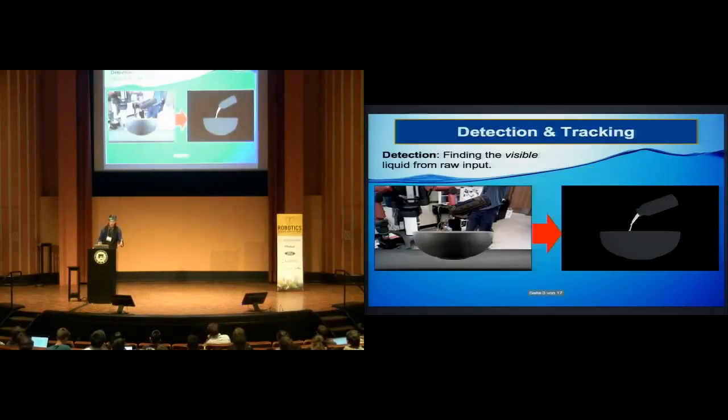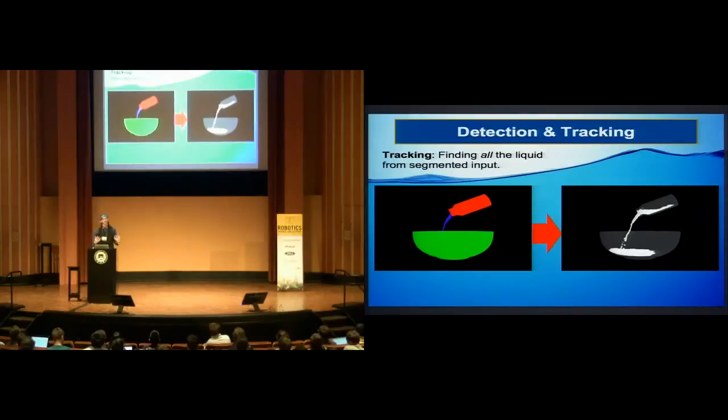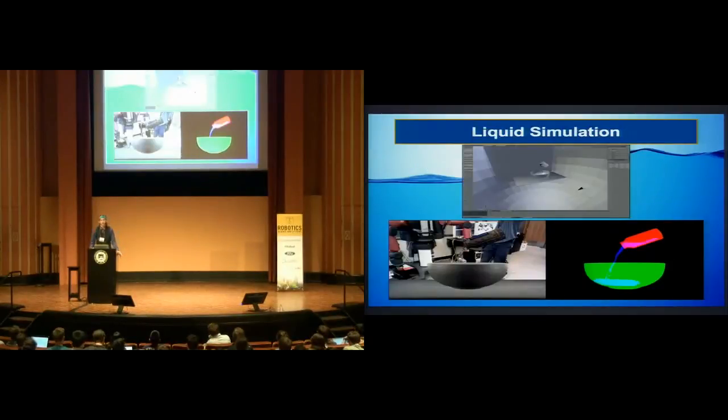So I'll define detection as the task of, given just a raw visual image, can we find all the visible liquid in the raw image? And the tracking task is, given that we've already segmented the raw image into different classes of objects, can we then track the liquid as it moves from container to container and is obstructed by opaque containers? So to test this, we used Blender's fluid simulation library to render some pretty realistic looking fluid simulations.